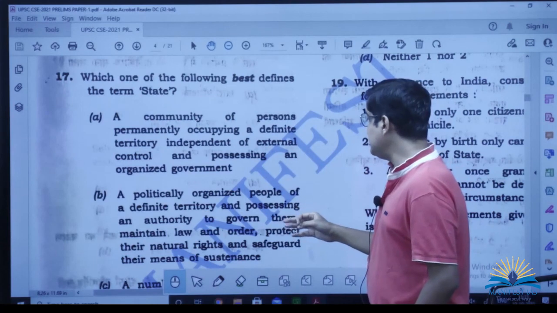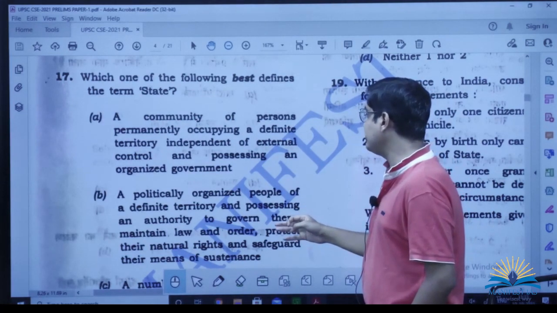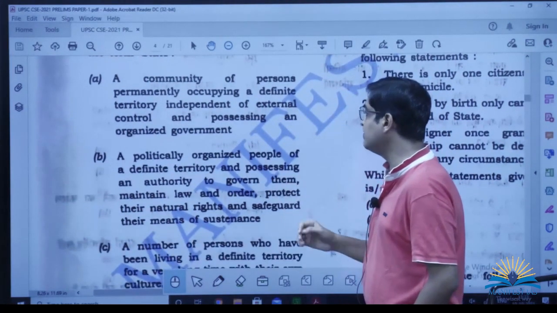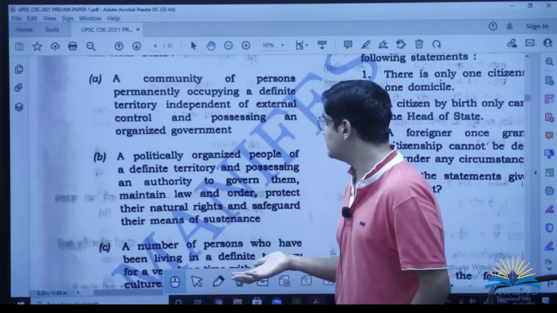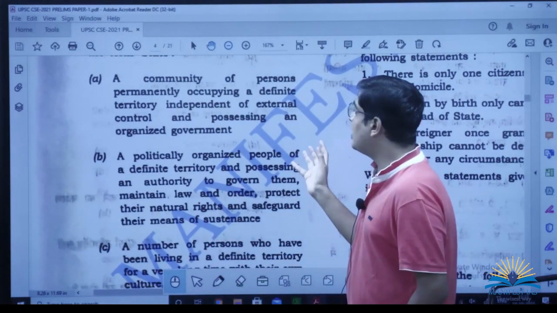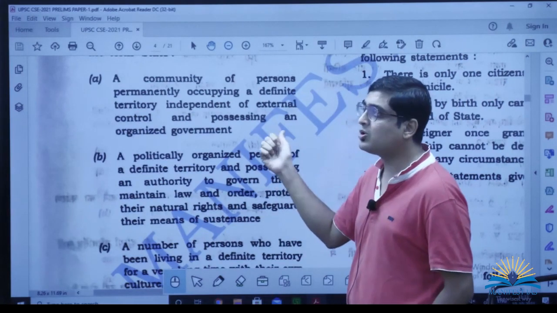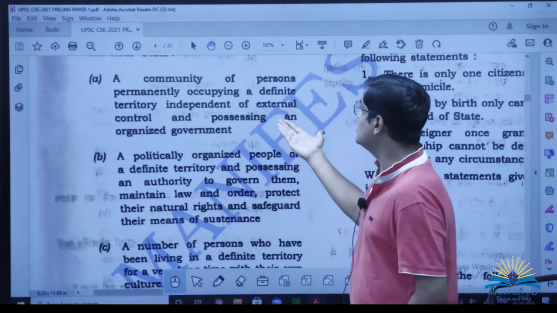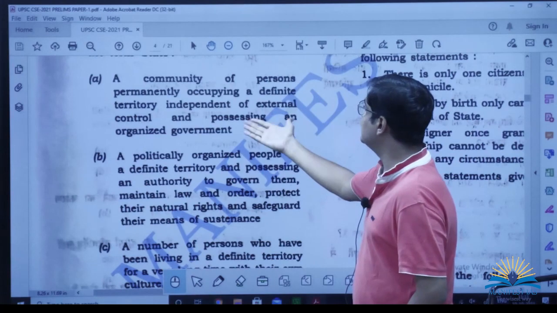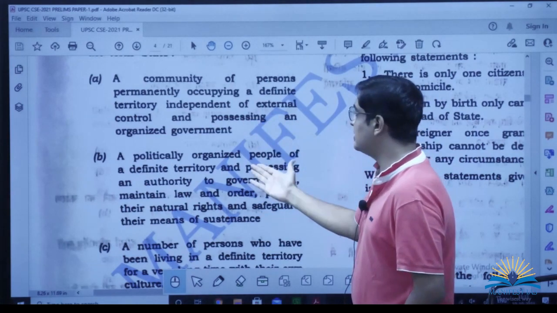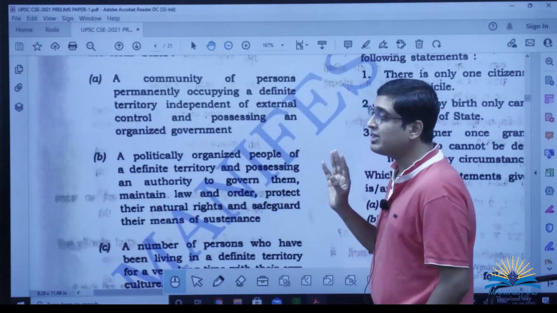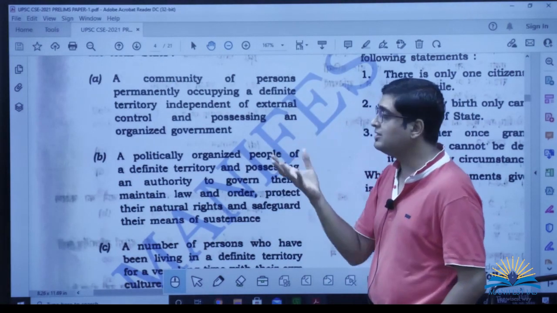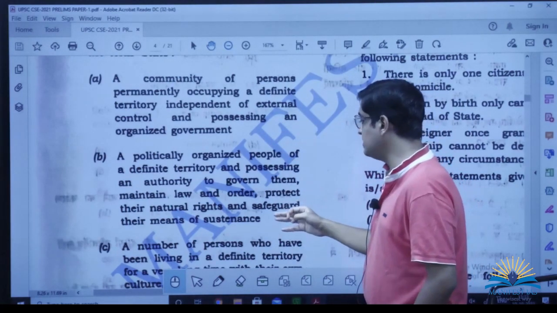Second, a politically organized people of a definite territory and possessing an authority to govern them, maintaining law and order, protect their natural rights, and safeguard their means of sustenance. Close, but there is no concept of sovereignty in this. There is no concept of being independent of external control. So this is not close. This is not very close to the definition of state or components of state that we had given.